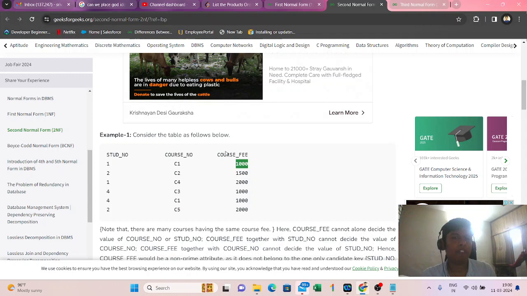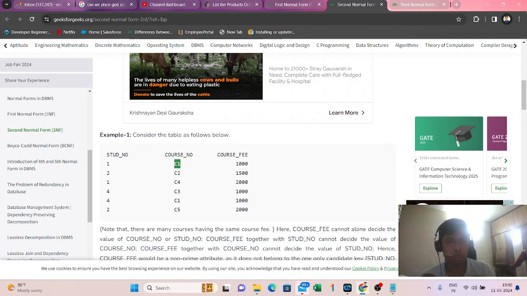That is why, but for this table it is coming as a partial dependency, because you cannot find a course fee by giving a course number. Suppose you have course number C1, you cannot know which row it is, because course C1 can be taken with any student number. So you have to remove the partial dependency.